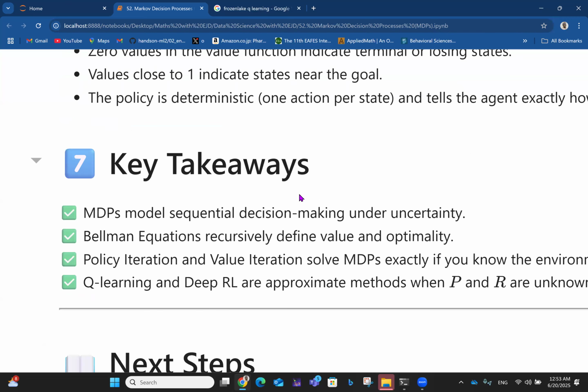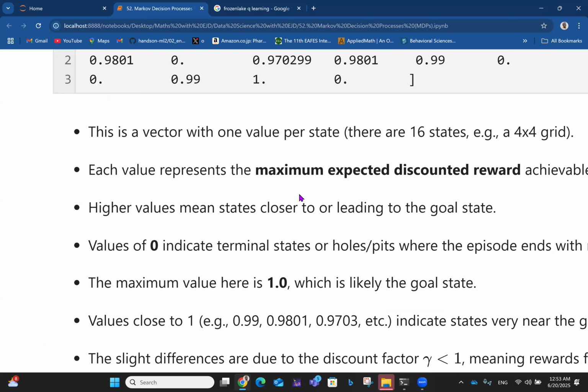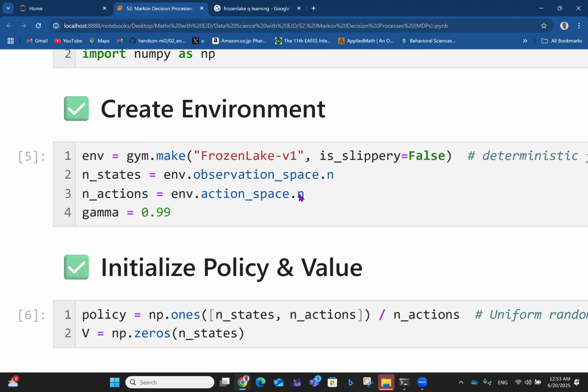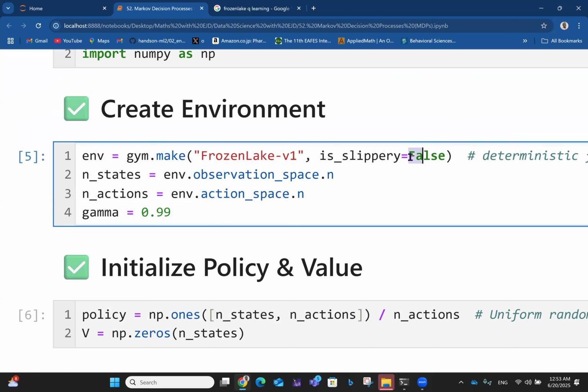So here, we did this for the FrozenLake thing. We set is_slippery to false. If you turn it to true, it means you are making this stochastic. So it won't be deterministic like this one now. If I make it true, it's no longer deterministic, it's now stochastic.